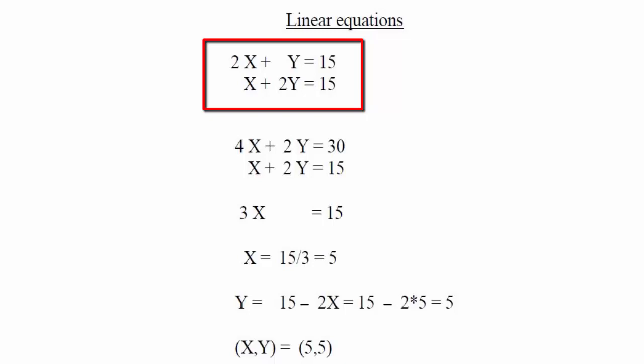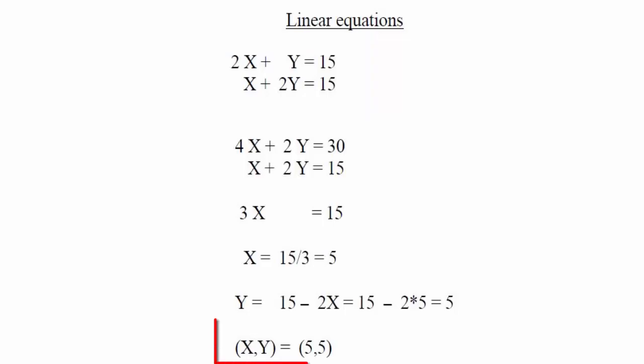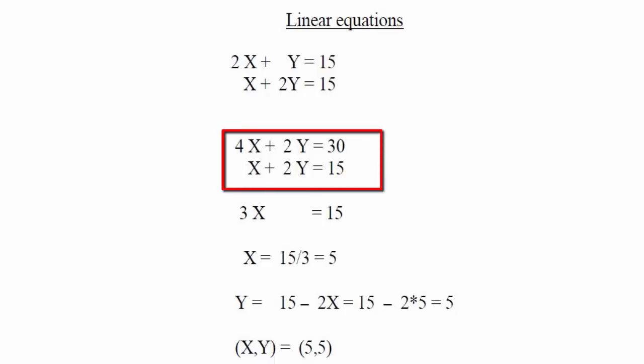We can set the two equations with y as the subject equal to each other and solve for x and y, and we will get x equals 5 and y equals 5. Another approach is to set the equations up and solve them as simultaneous equations, in which case we want to eliminate one of the variables from the set. So what we do is we multiply the first equation by 2. 2x plus y equals 15 becomes 4x plus 2y equals 30.